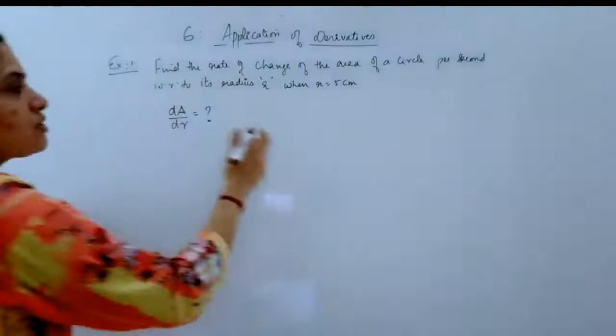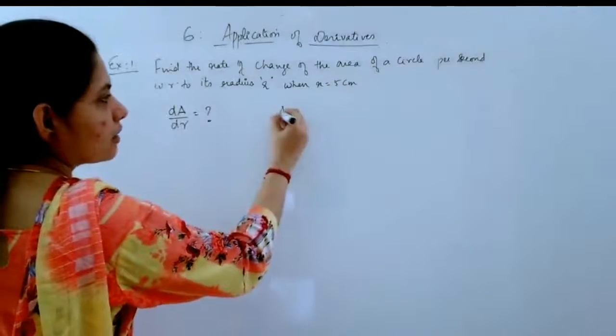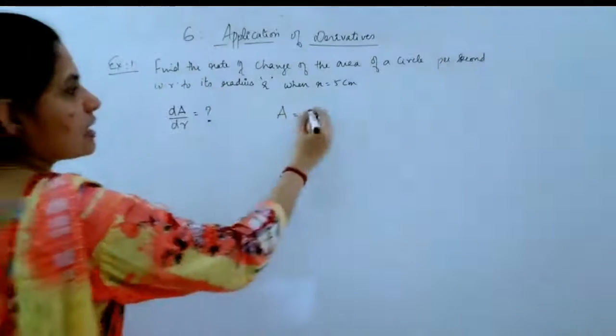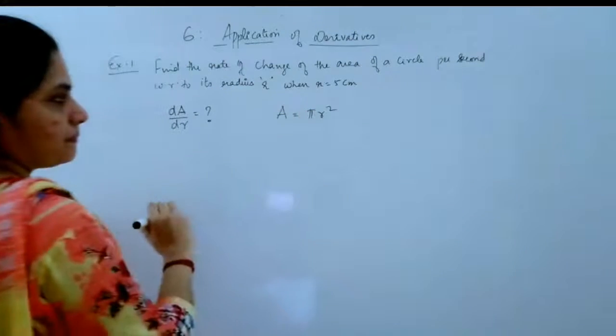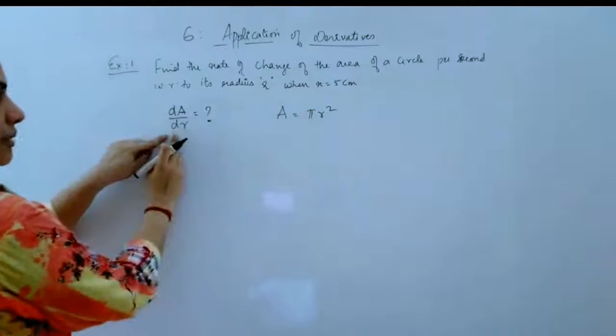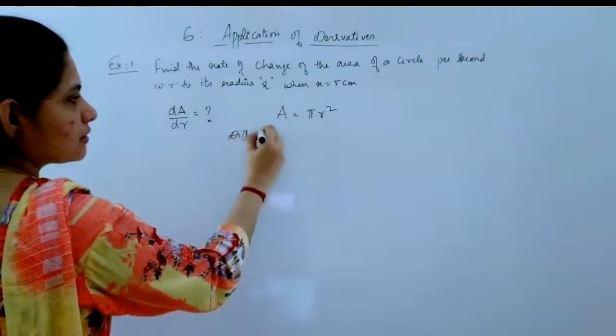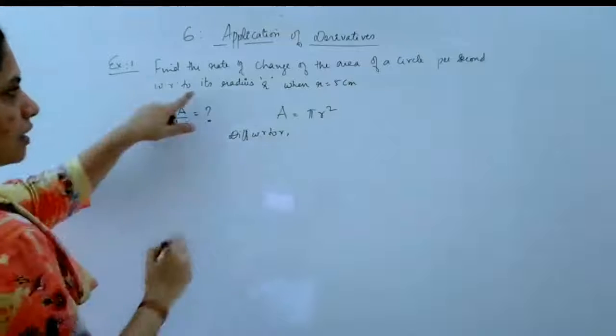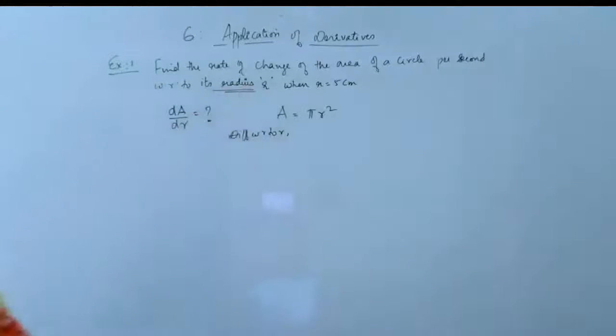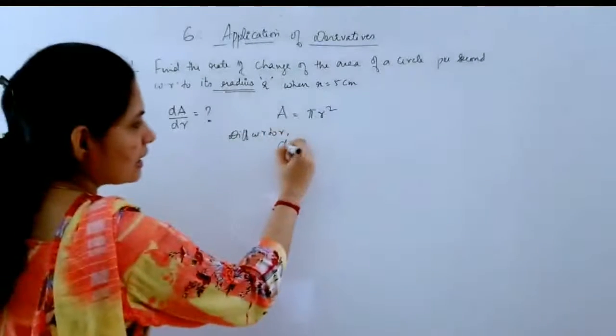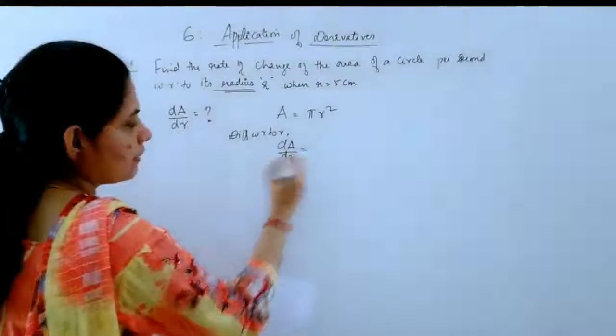Okay, now we have to start from the area. If r is the radius, area is pi r square. So again we need dA by dr, which means we have to differentiate both sides with respect to r. Normally we have the variable x, but here it is with respect to r. So what will you get? It is dA by dr on the left hand side.